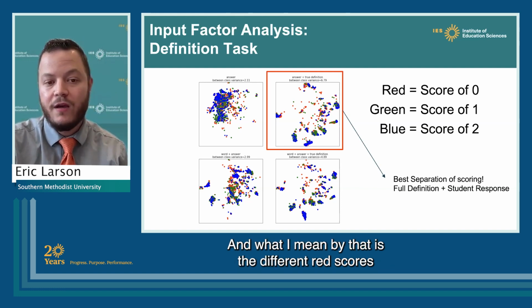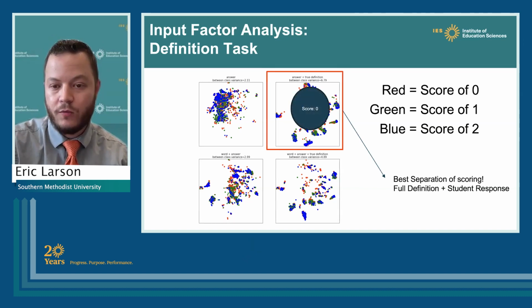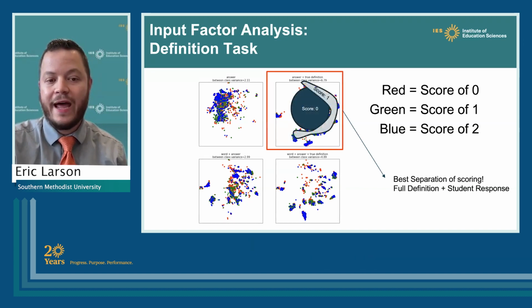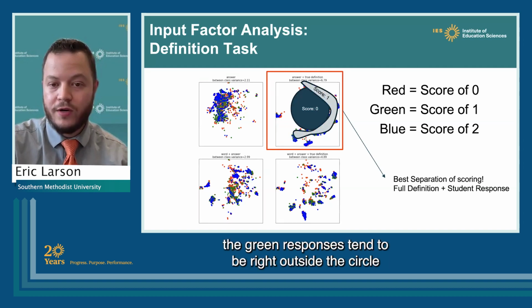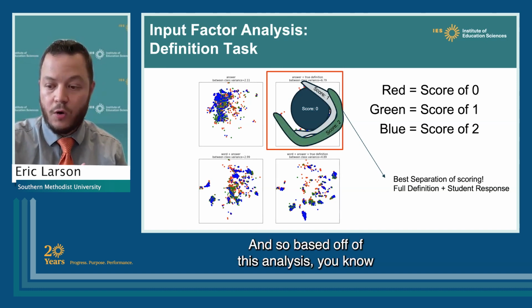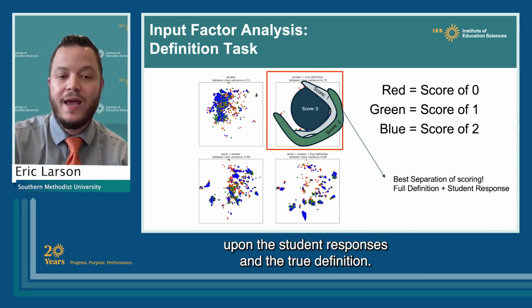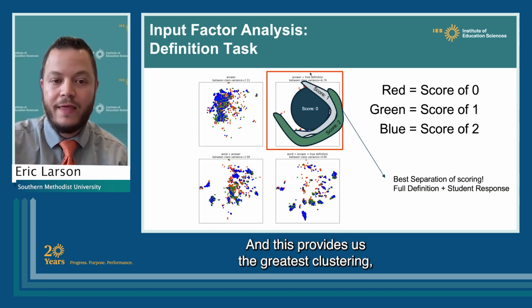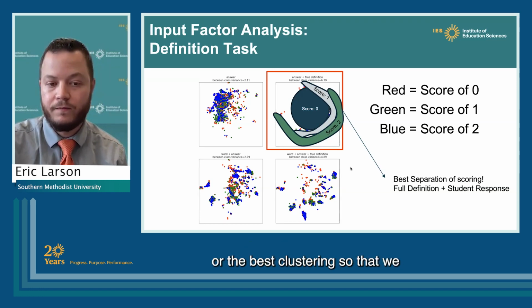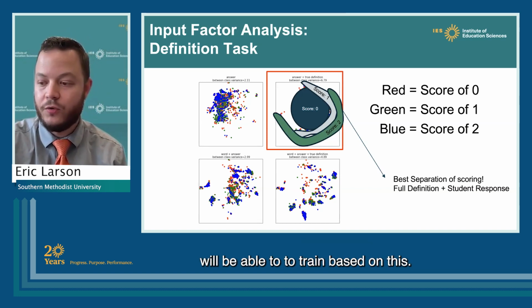And what I mean by that is the different red scores that we see there are mostly in this cluster right here, we'd call it score 0. After that, a lot of the score 1s, the green responses, tend to be right outside the circle, and then right outside of those tend to be the ones that score as 2. And so based off of this analysis, we can choose to train our models based upon the student responses and the true definition, and this provides us the greatest clustering, or the best clustering, so that we can have pretty good confidence that the model will be able to train based on this.